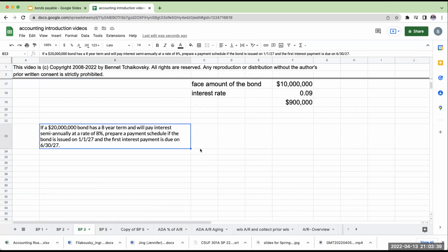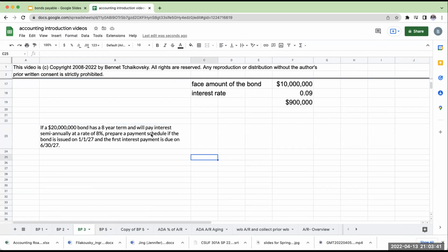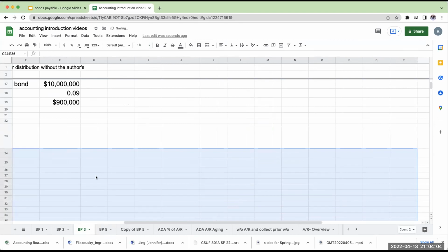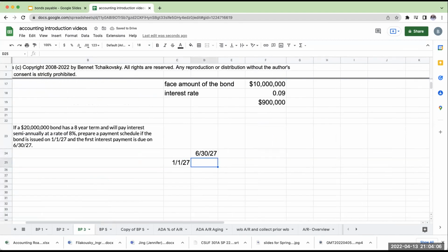Let's now take a look at a bond that basically has an 8-year term and it's going to pay interest semi-annually, right? What does that mean? It's going to be paying interest every 6 months. So the bond is issued on 1/1/27, and the first interest payment is going to be on 6/30/27. Okay, so this is going to take me a little bit longer, but let's just go here and do it. Let's have some fun because accounting is fun.